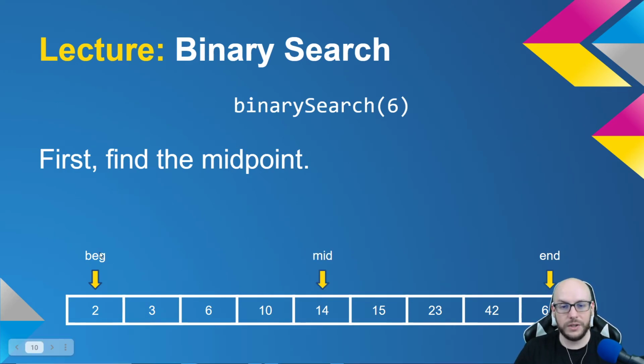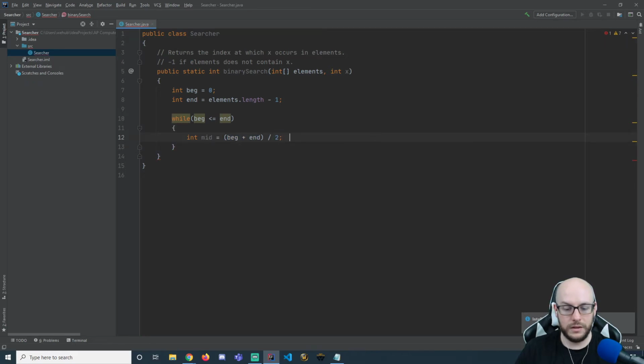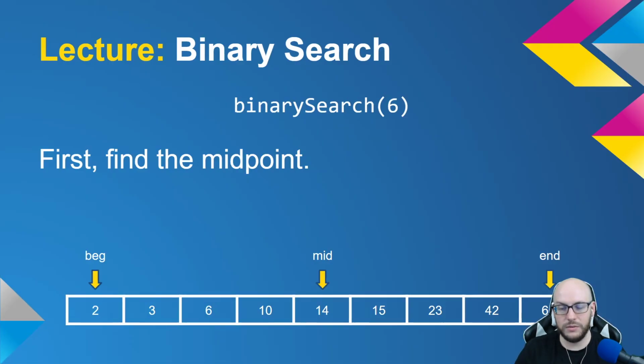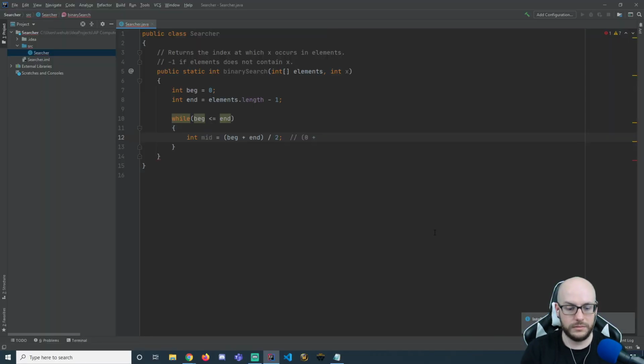Beg has a value of 0. So we're talking 0 plus end has a value of 8. Then we divide that by 2. Of course, 0 plus 8 is going to be 8. Divided by 2 gives us our value of 4.